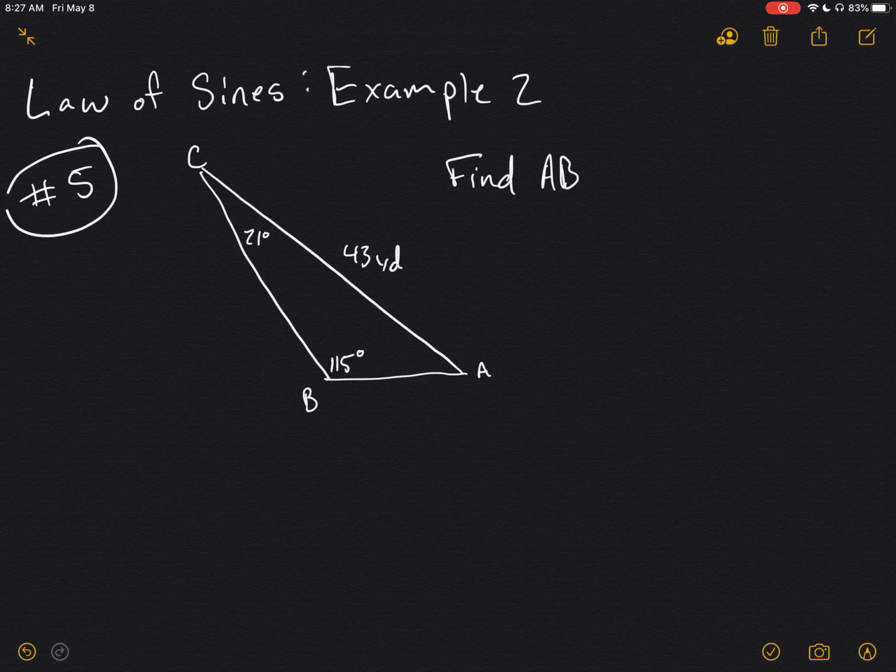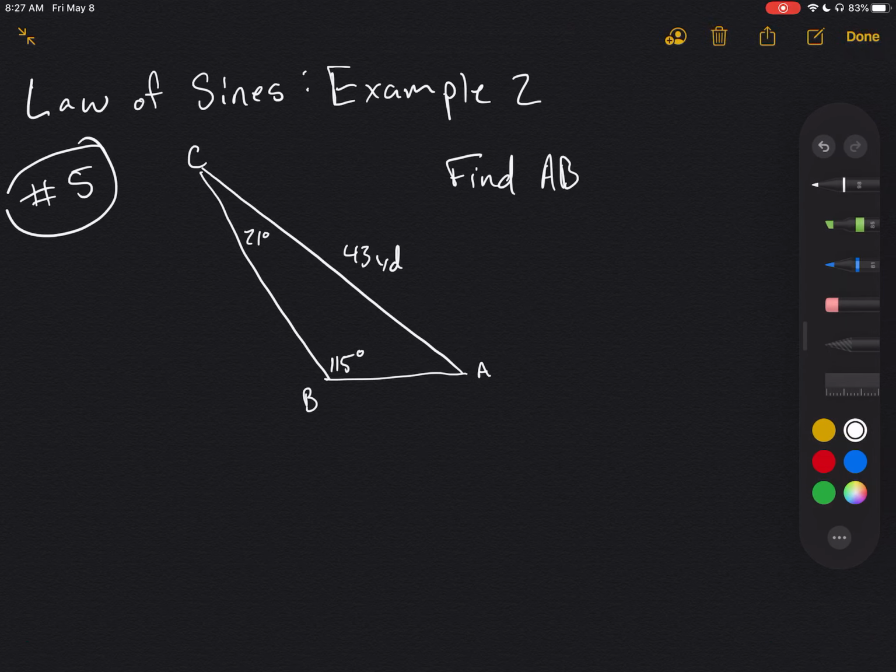Let's get started. So hopefully you'll recall that not only do we have angles A, B, and C, and you can see those labeled already by capital letters A, B, and C, but we also have side lengths A, B, and C, and those are indicated by the side across from the angle. And the question is asking us to find side AB.